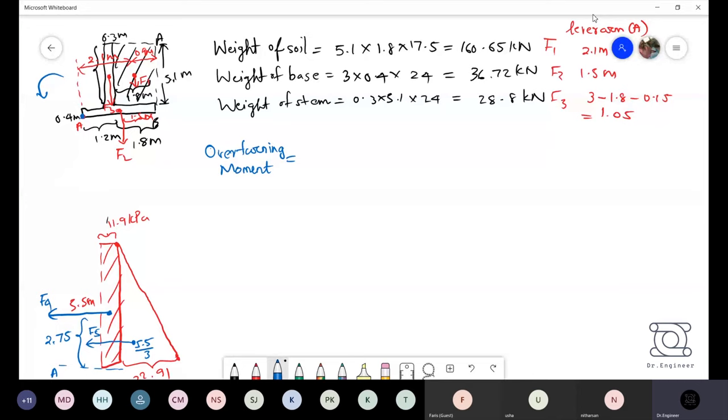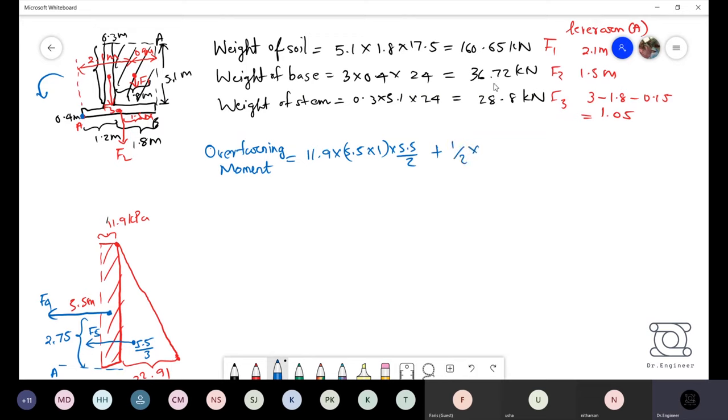So this is 11.9 kilopascal, right? It is in stress. So you have to change the stress to force, right? To change the stress to force, you have to multiply it by the area. So that is 11.9 times 5.5, right? Because it is per meter, it means into one, times the lever arm, it is 5.5 by 2, plus, right, for the triangle, half times the area.